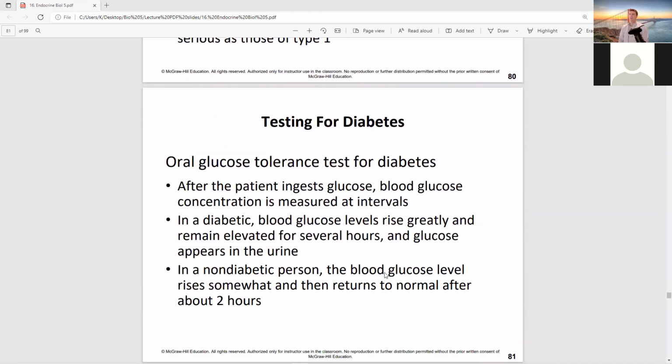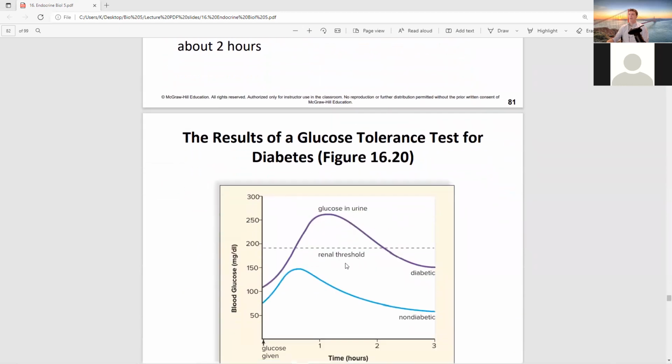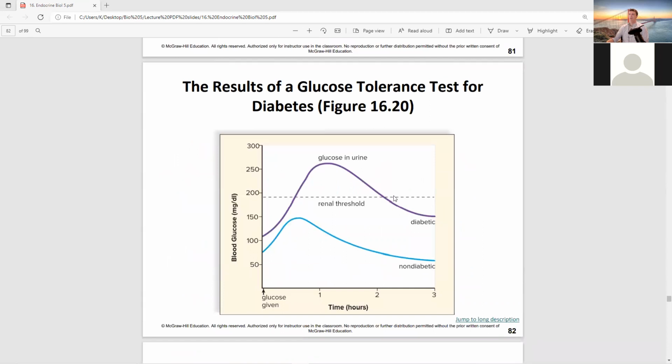So, testing for diabetes: the oral glucose tolerance test. After the patient ingests glucose, blood glucose concentration is measured at intervals. In a diabetic, blood glucose levels rise greatly and remain elevated for several hours, and glucose appears in the urine. In a non-diabetic person, the blood glucose level rises somewhat and then returns to normal after about 2 hours. And that's shown here, with this increase in glucose in the urine.